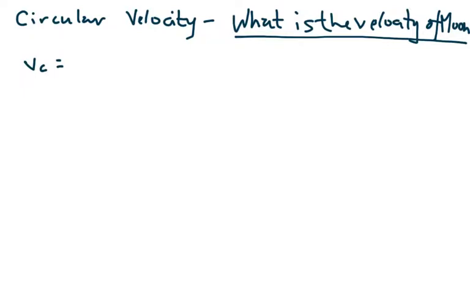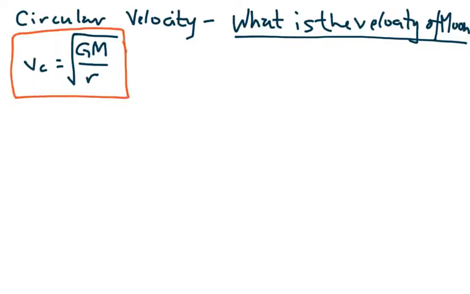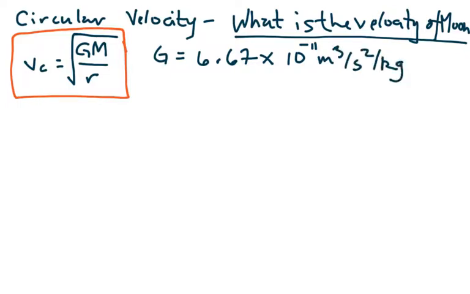So this is given by the gravitational constant, capital G, times the mass over the orbital radius, and we'll take the square root. Now the key thing is to understand what each of the terms means. So here's our equation, and let's check each term. So G is this constant, and it is 6.67 times 10 to the minus 11 meters cubed per second squared per kilogram. And the units are important in this formula.